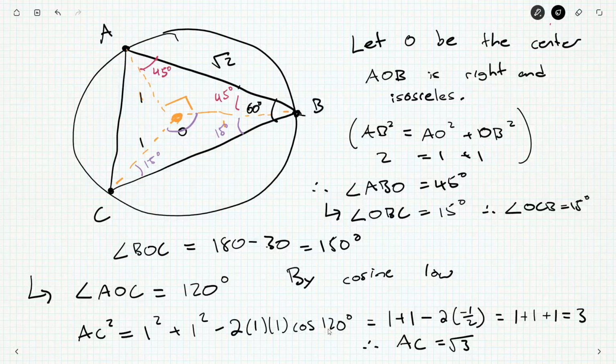If it was cosine of anything else, like cosine of 160, we would have had absolutely no idea how to do it. But cosine 120 is one of those special angles that we like.